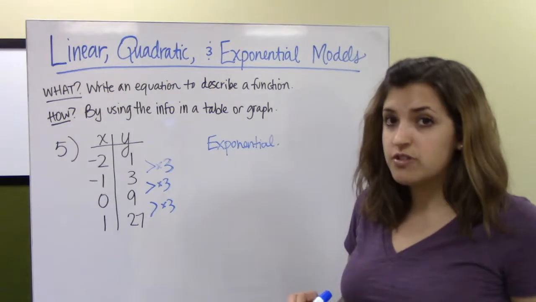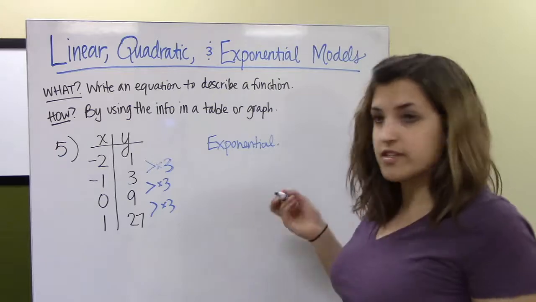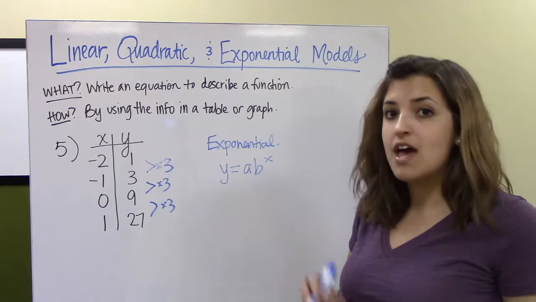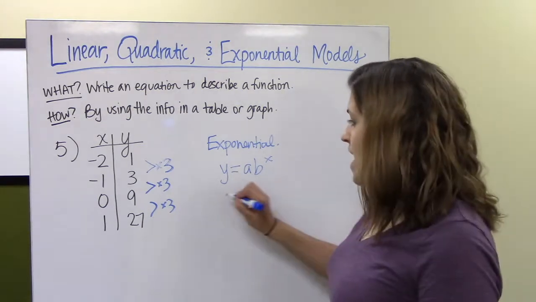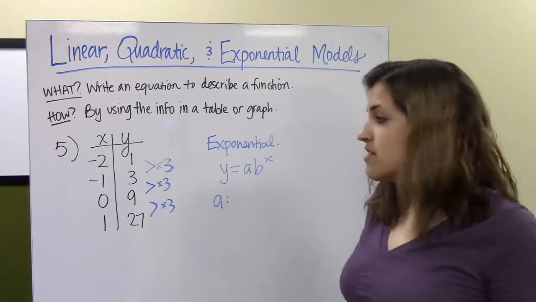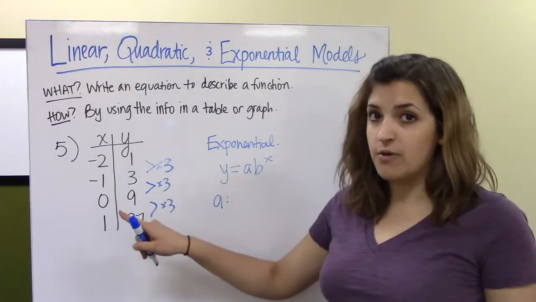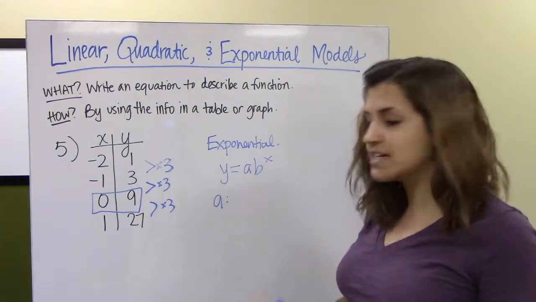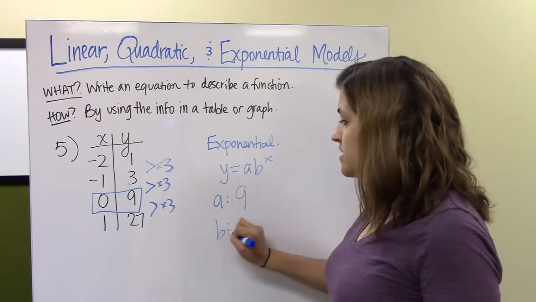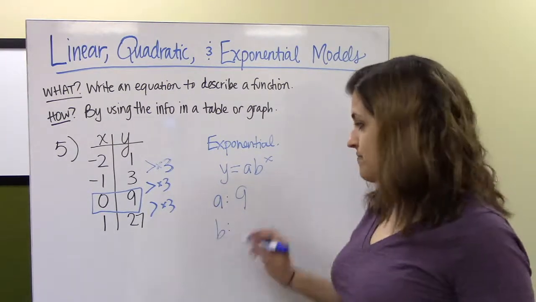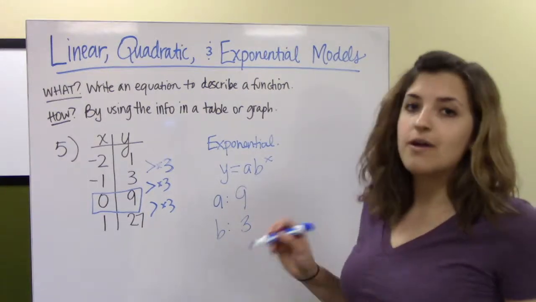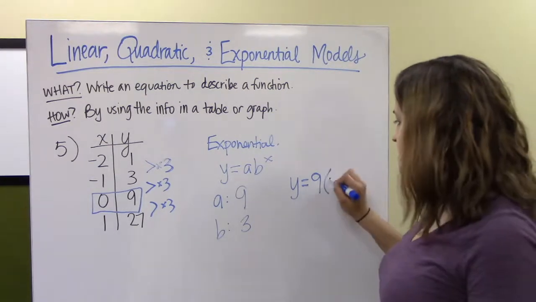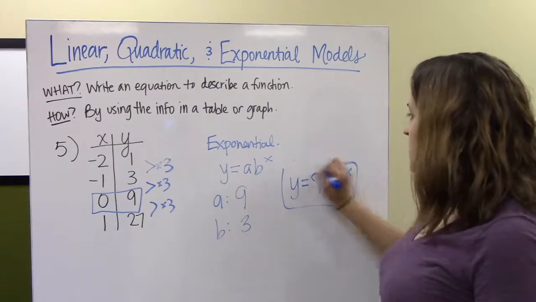So now that we know it's exponential, we can use what we know about exponential functions, which is their equation. That's going to be y equals a times b to the x. Now we have to figure out what a and b are. So a is going to be the y term when x is 0. So whenever x is 0, we can look at the y term right here, which is 9. So that means a is going to be 9. B is going to be our common ratio, and that's 3. Now we can just plug in what we know, and we'll have an equation. So that's going to be y equals 9 times 3 to the x. Just like that. And we have our equation.